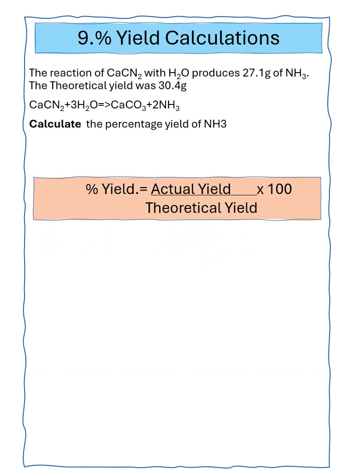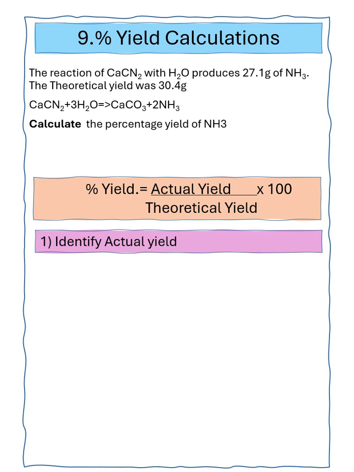Question 9. The reaction of CaCN2 with H2O produces 27.1 grams of NH3. The theoretical yield was 30.4 grams. Calculate the percentage yield of NH3. So we're going to use the equation percentage yield equals actual yield divided by theoretical yield times 100.